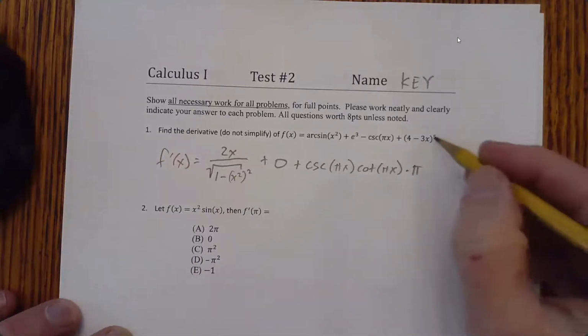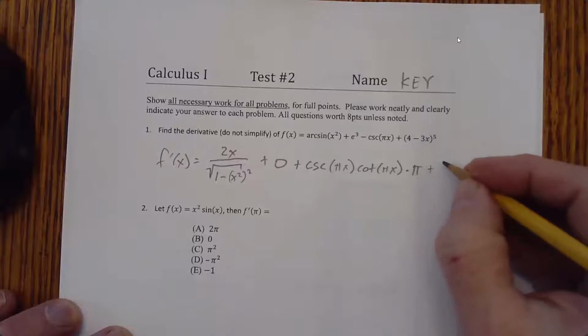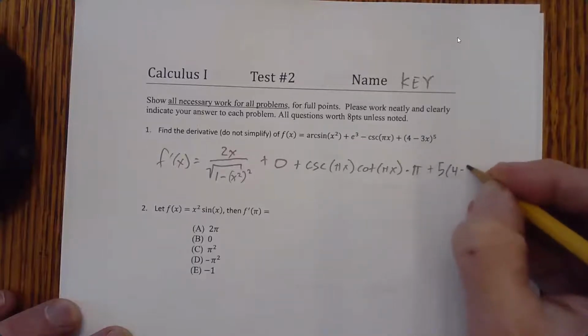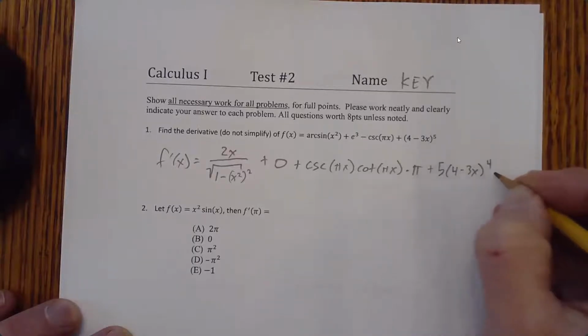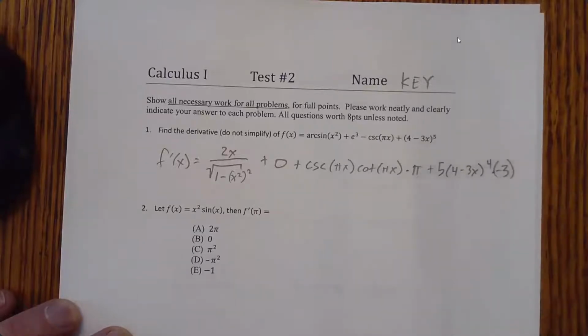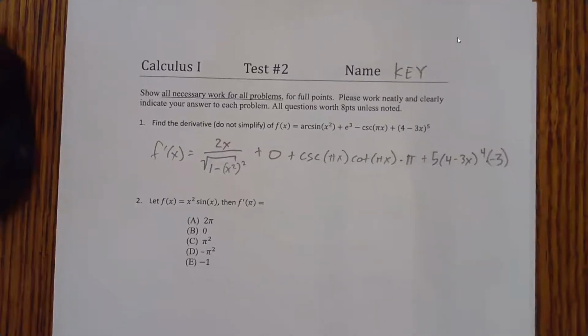And here we have another little chain rule one. The derivative of this is 5, 4 minus 3x to the 4th times negative 3, the derivative of the inside. No simplification, so I'm going to stop there.